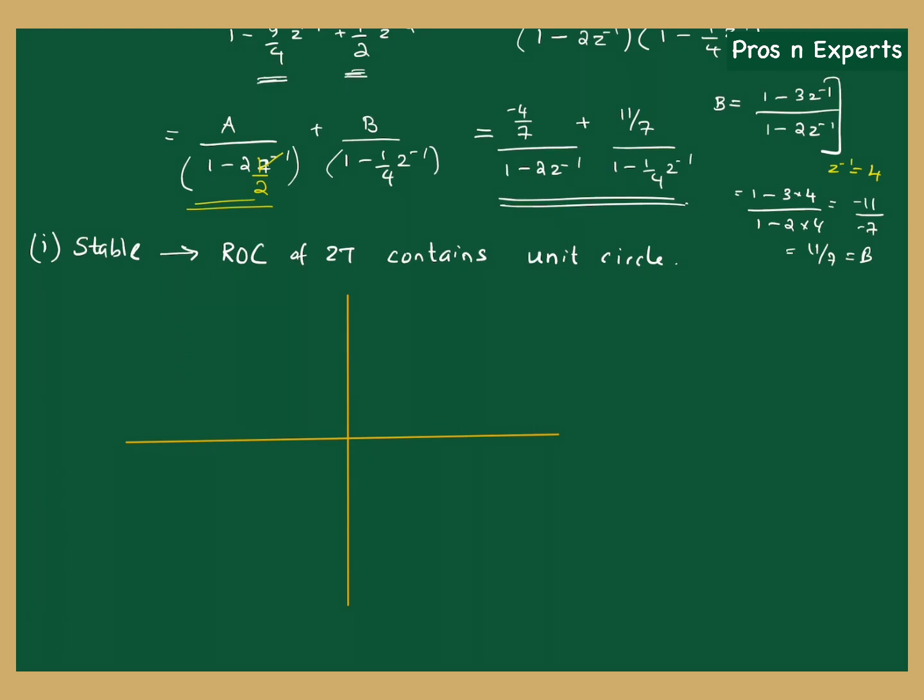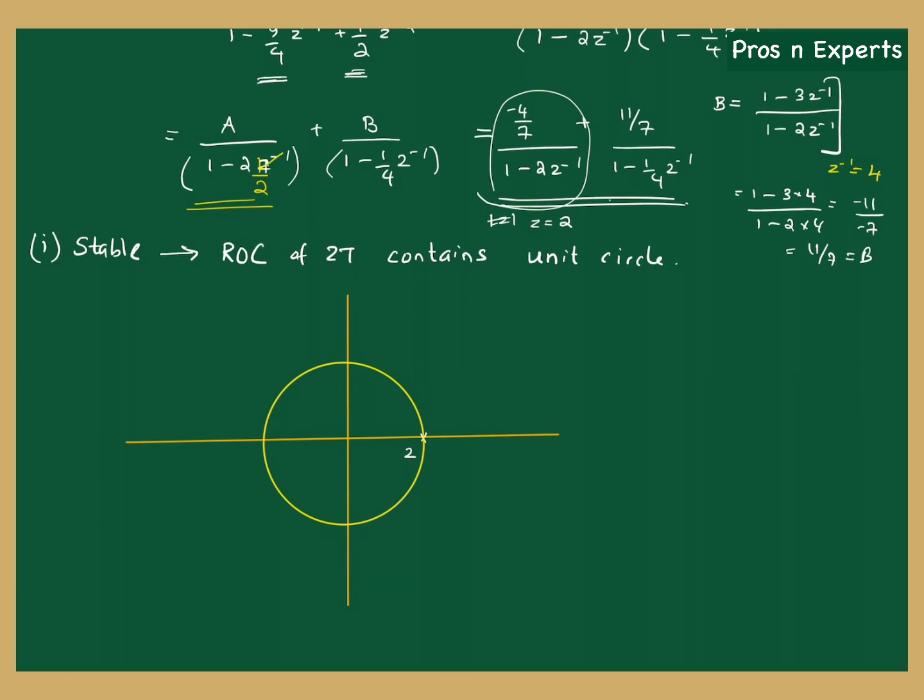What is the ROC of this term alone? Before that, what is the pole in this term alone? The pole will be at Z equal to 2, right? Z equal to 2. So I am marking Z equal to 2 somewhere here, and I am drawing a circle with radius 2.